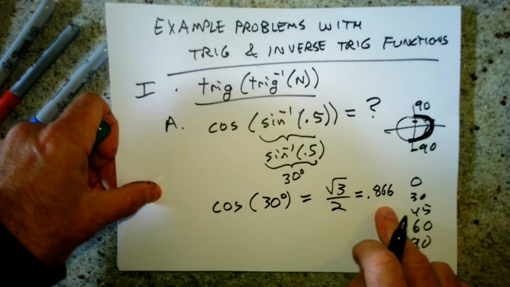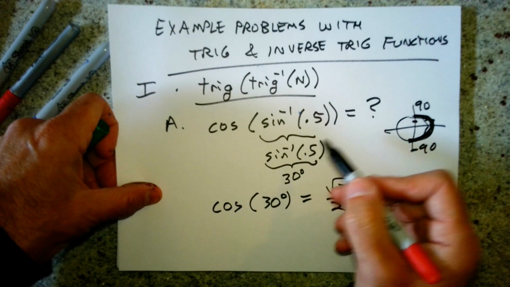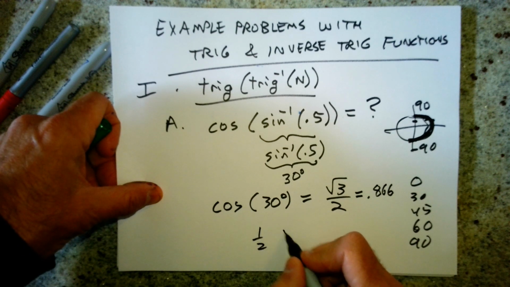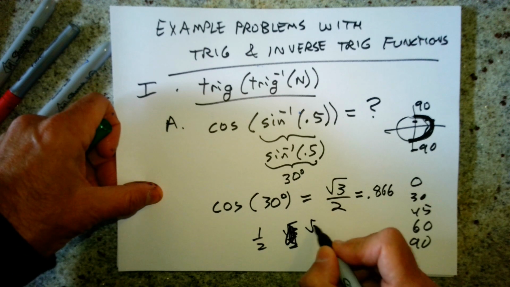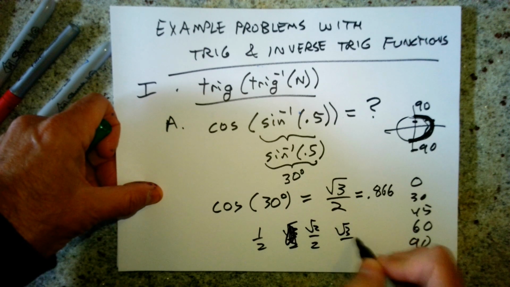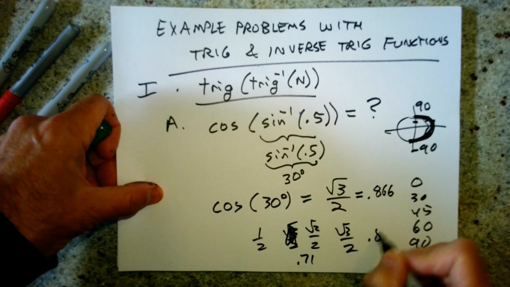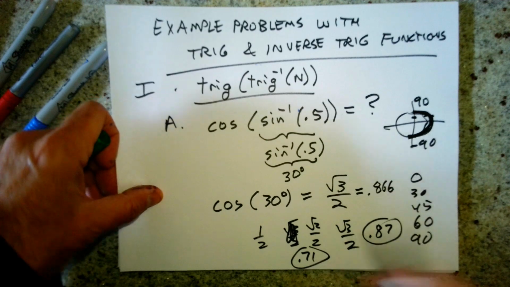If you know that, just memorize it. Memorize what the decimal equivalent is. Of course, you know the decimal equivalent of 1/2, right? These are the three you have to learn: 1/2, square root of 2 over 2, and square root of 3 over 2. Square root of 2 over 2 is 0.71, square root of 3 over 2 is 0.866, or just 0.87. If you memorize those two, life gets a lot easier. Okay, so that's the first example.